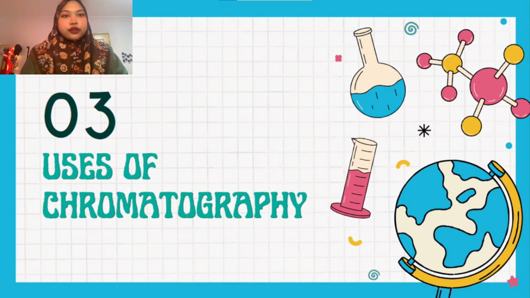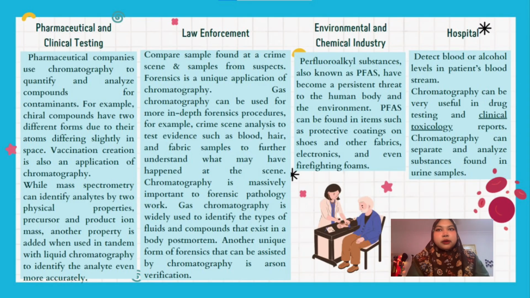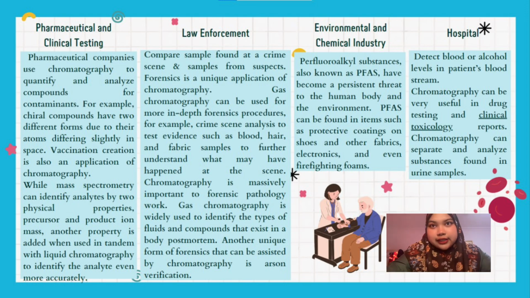Uses of chromatography. The first one is pharmaceutical and clinical testing. Pharmaceutical companies use chromatography to quantify and analyze compounds for contaminants. For example, chiral compounds have 2 different forms due to their atoms differing slightly in place. One form of chiral compounds is known to be toxic. Vaccination correction is also an application of chromatography.